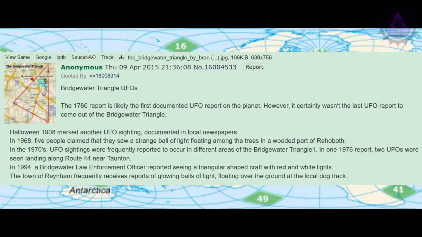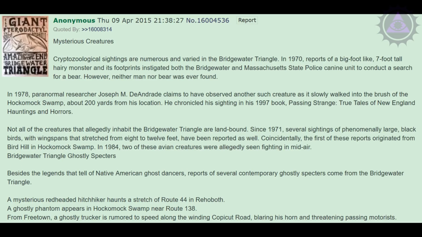In one 1976 report, 2 UFOs were seen landing along Route 44 near Taunton. In 1994, a Bridgewater law enforcement officer reported seeing a triangular-shaped craft with red and white lights. The town of Raynham frequently receives reports of glowing balls of light floating over the ground at the local dog track.